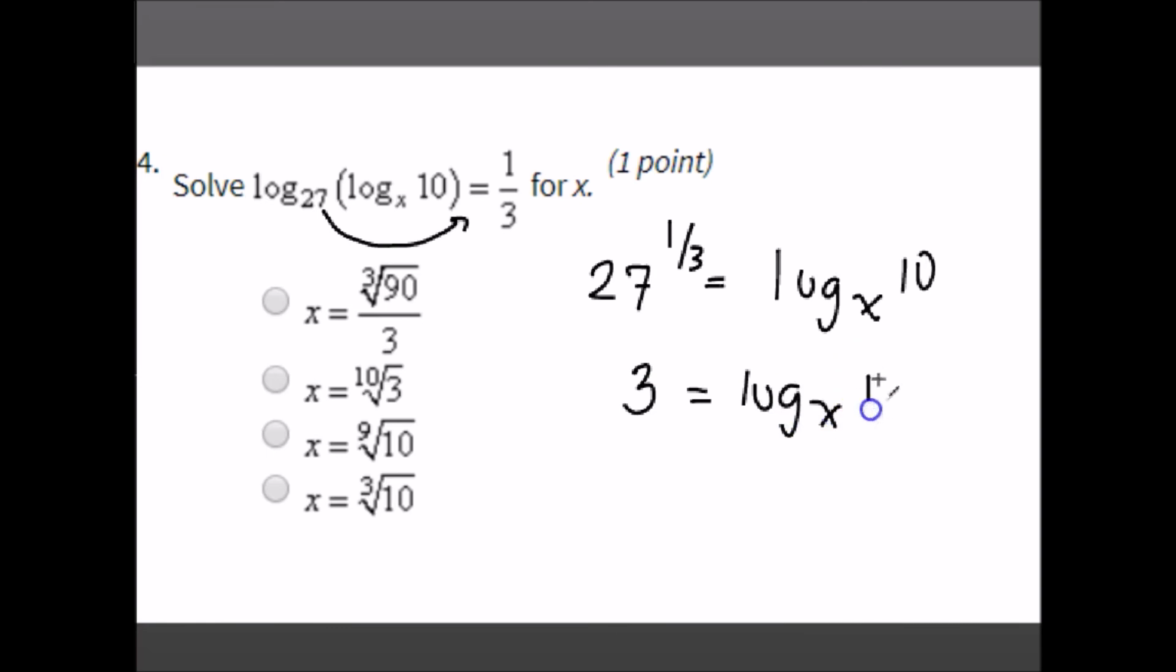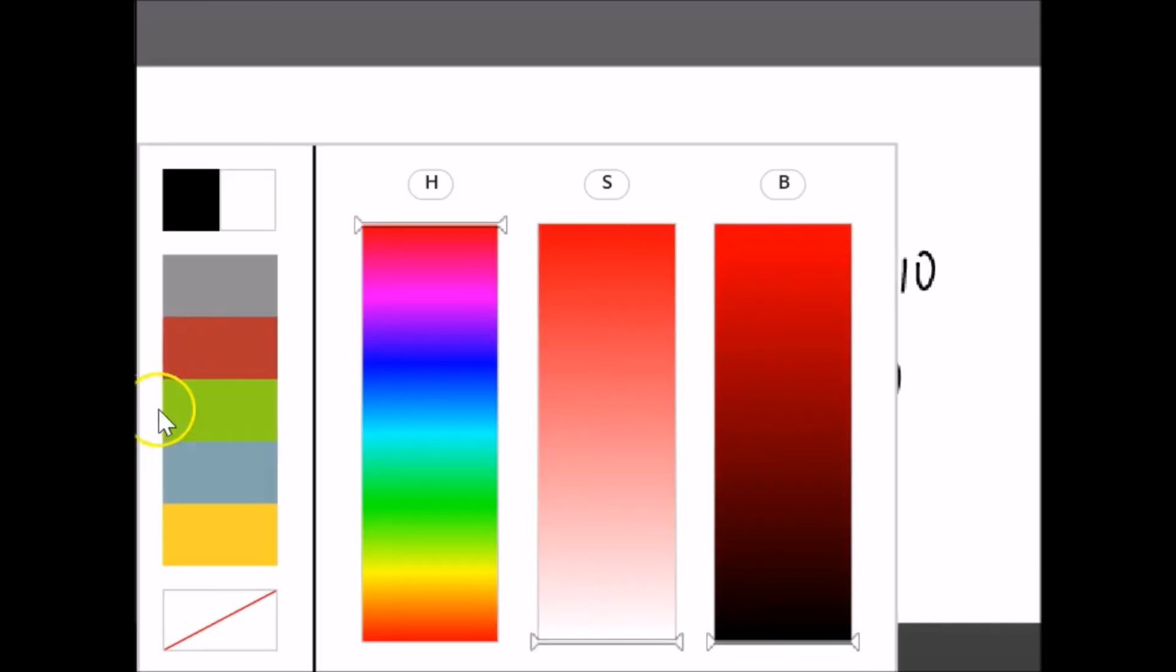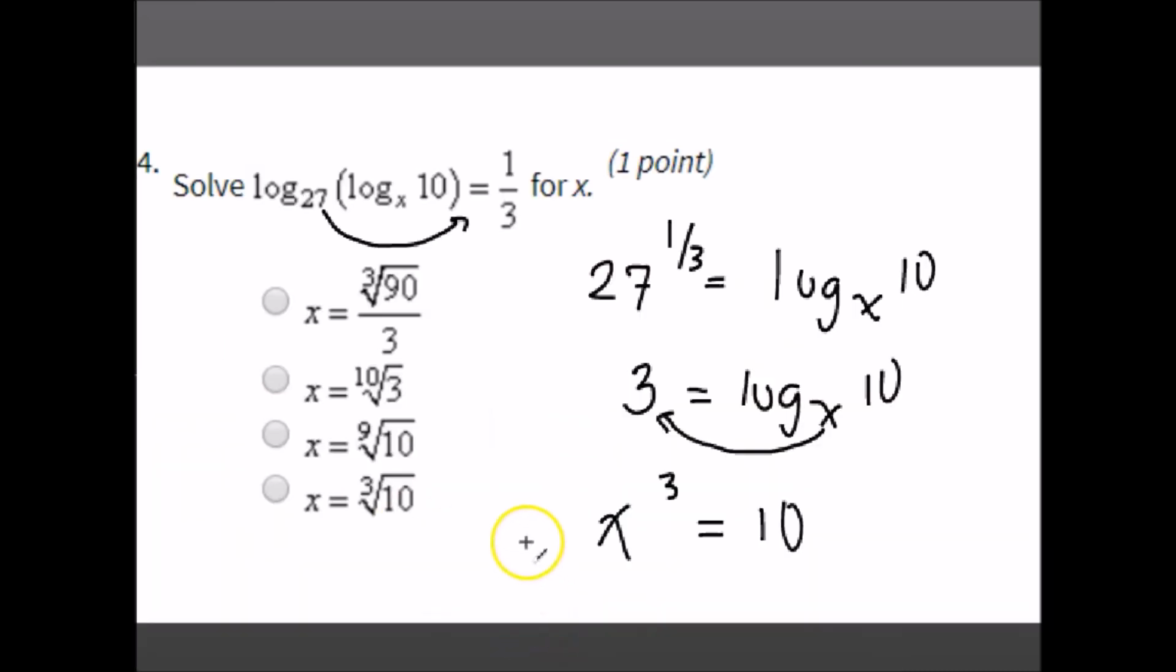Now I see another chance to go into exponential form. So I say x cubed is equal to 10. And solving that requires a cube root of both sides to get the x alone. So I'm going to cube root the x cubed, and I'm going to cube root the 10, allowing us to solve for x and getting x equals cube root of 10.